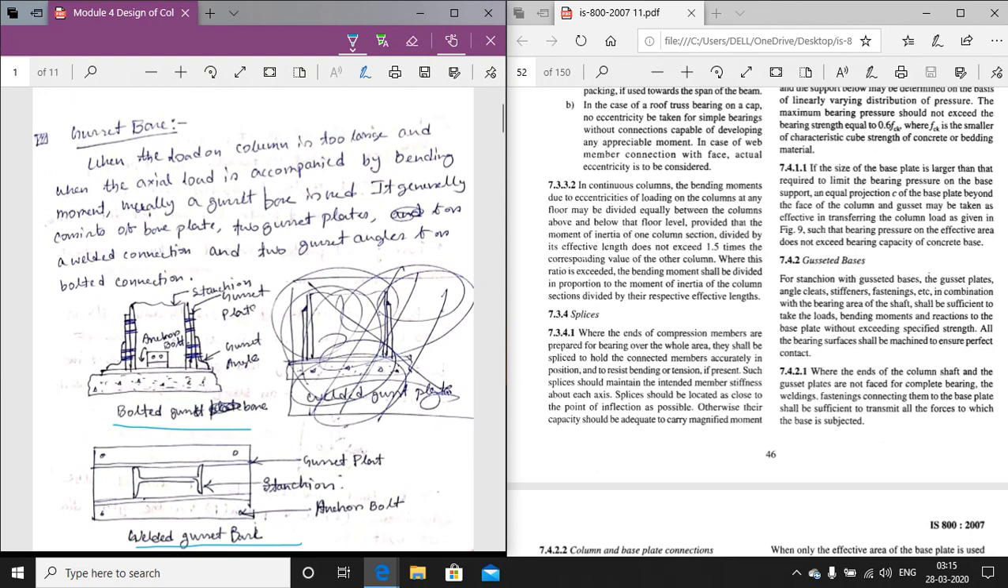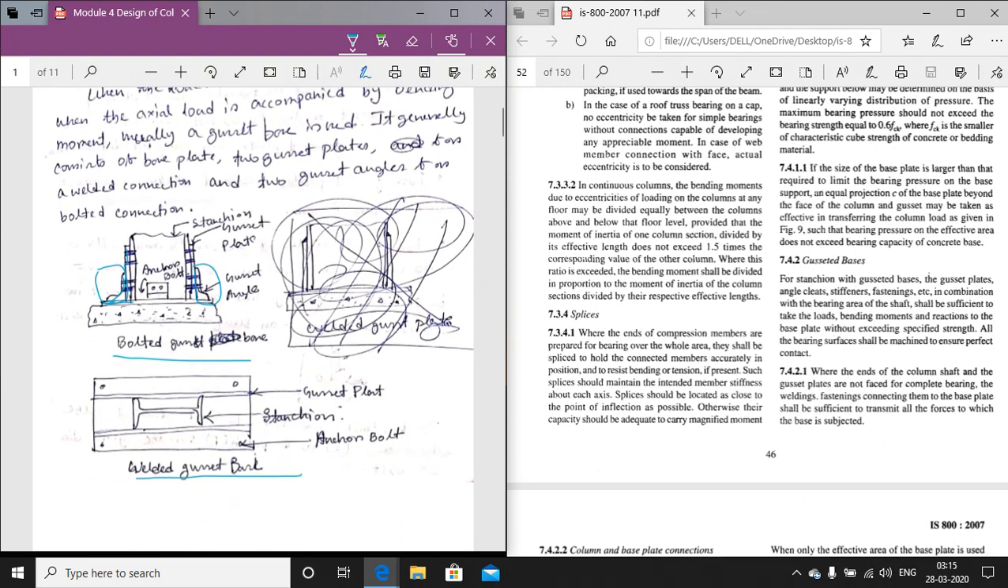Now in the bolted gusset base, what is the difference? This part causes the main difference between the welded gusset plate and the bolted gusset plate. What is it called? It is called the gusset angle. Why is it used? It is used for the connection between the gusset plate and the column base. So the gusset plate, gusset angle and the column base are all in connection with the column.